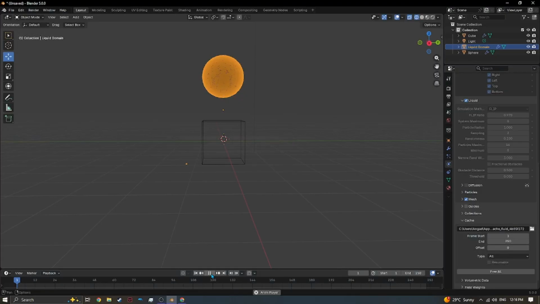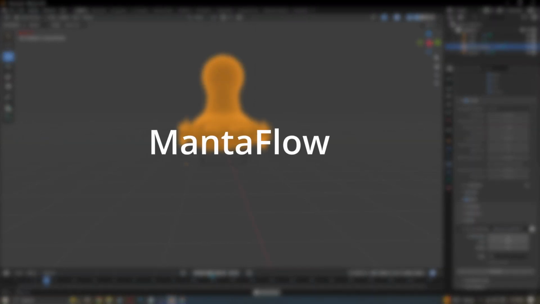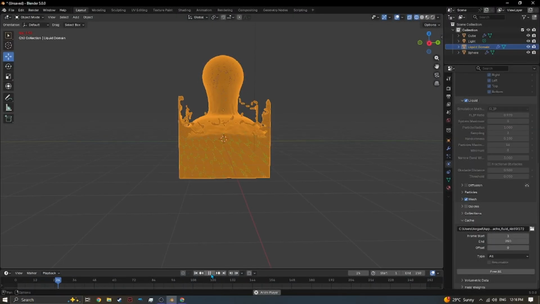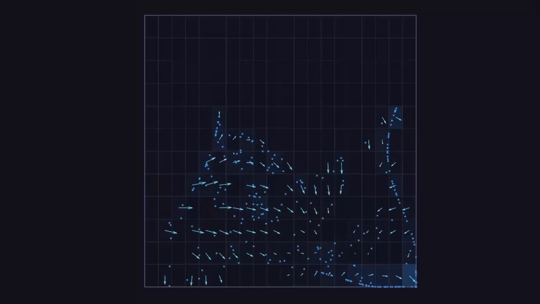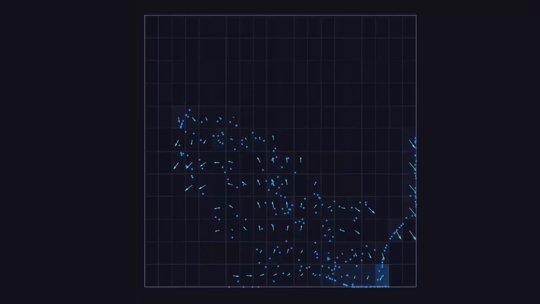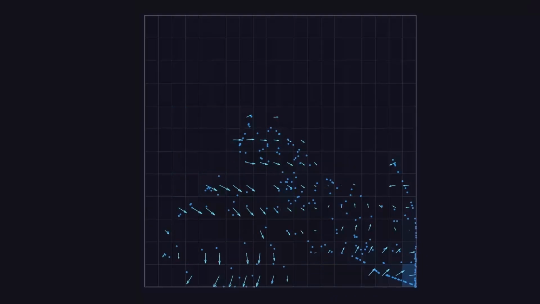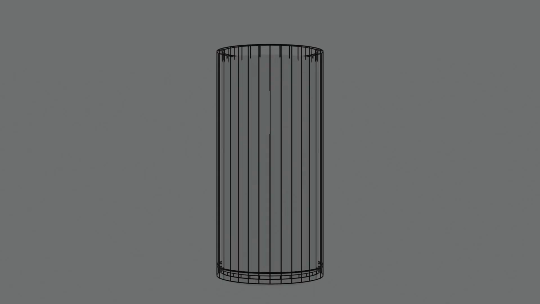Blender's built-in fluid system is called MantaFlow, and it uses a technique called FLIP, which stands for Fluid Implicit Particle. It tracks the fluid as both particles and a background grid at the same time, which is what lets it handle splashing, pouring, and draining in a physically plausible way.